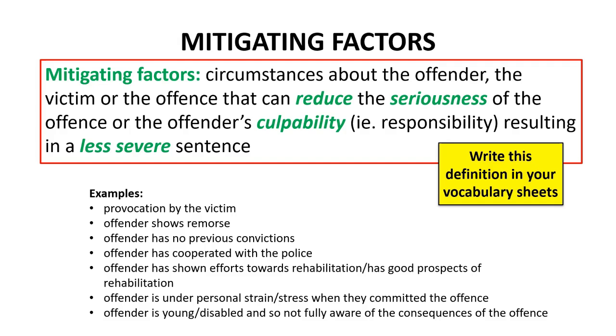And finally, it will be a mitigating factor if the offender is young or disabled and so is not fully aware of the consequences of the offence. Teenagers will often not have the self-restraint and discipline that older, more mature people are expected to have, and so typically teenagers will receive a less severe sentence than an older person for the same offence.